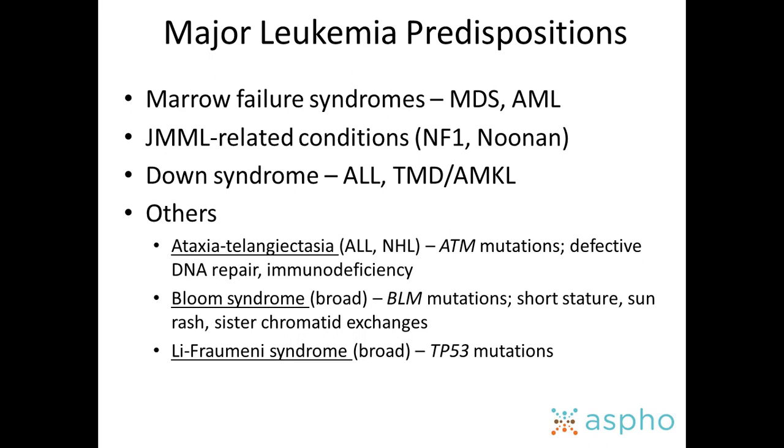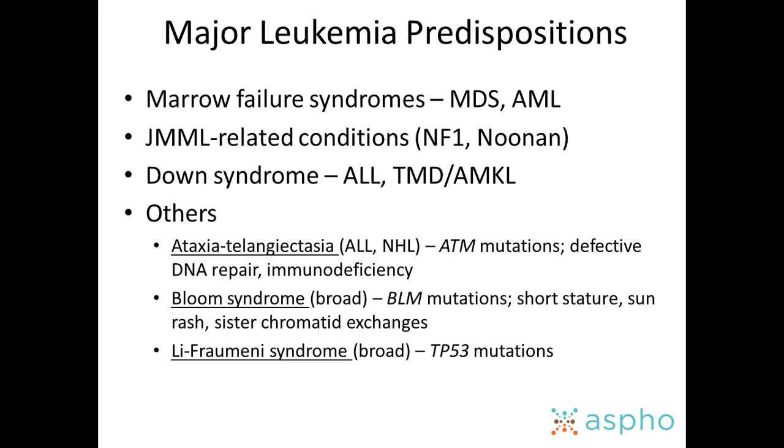JMML is juvenile myelomonocytic leukemia, and that is not covered in this talk, but it's important to note that patients that have neurofibromatosis, Noonan syndrome, and some other constitutional syndromes have an increased risk of JMML. And then, as you all know, Down syndrome patients have an increased risk both of ALL and of myeloid neoplasms, and in particular, they have a risk of transient myeloproliferative disorder and megakaryocytic leukemia.